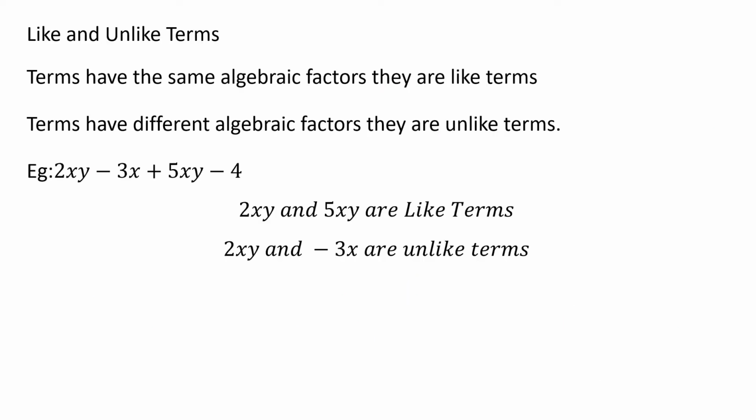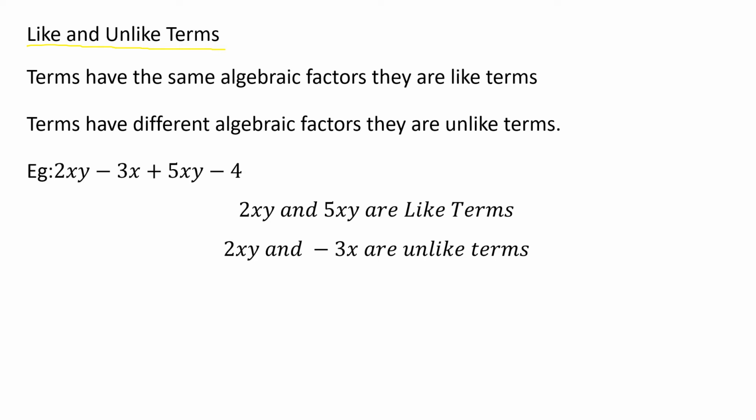The next topic is like and unlike terms. Terms that have the same algebraic factors are like terms. Unlike means their variables will be different. Like terms means their variables will be the same. For example, what is the expression given? 2xy minus 3x plus 5xy minus 4. In this expression, can you find out the like terms?